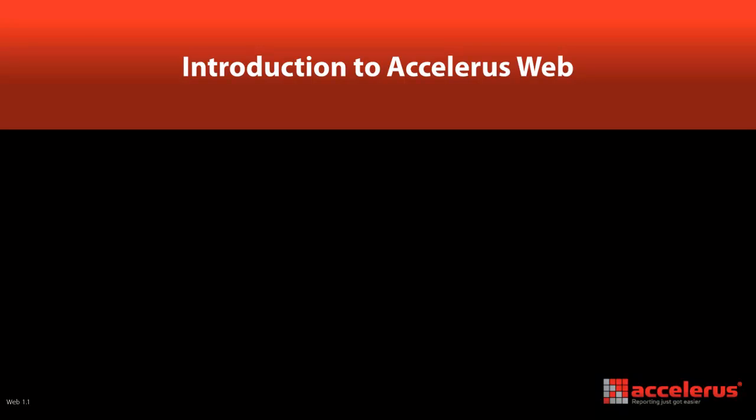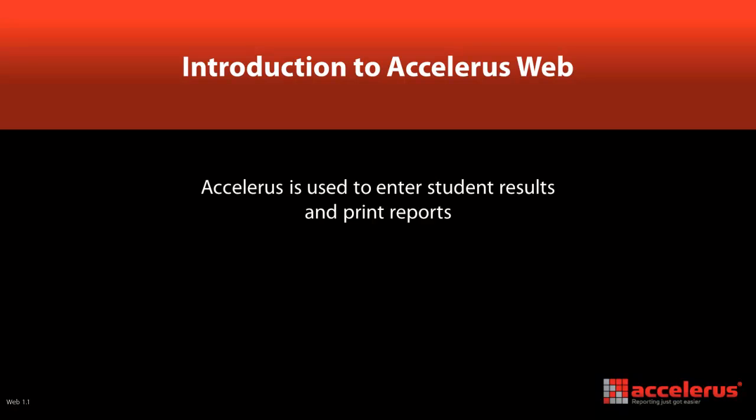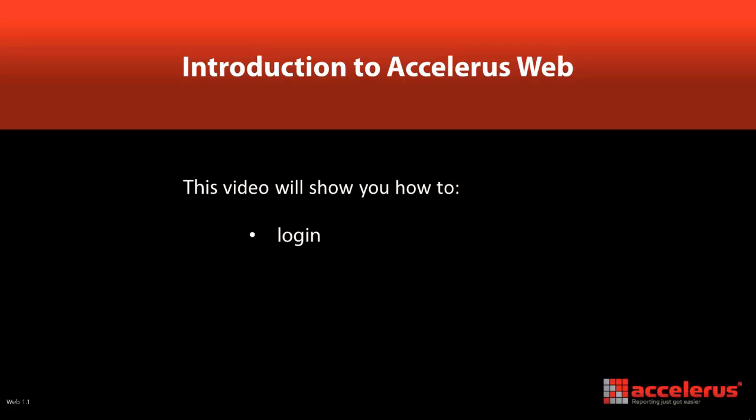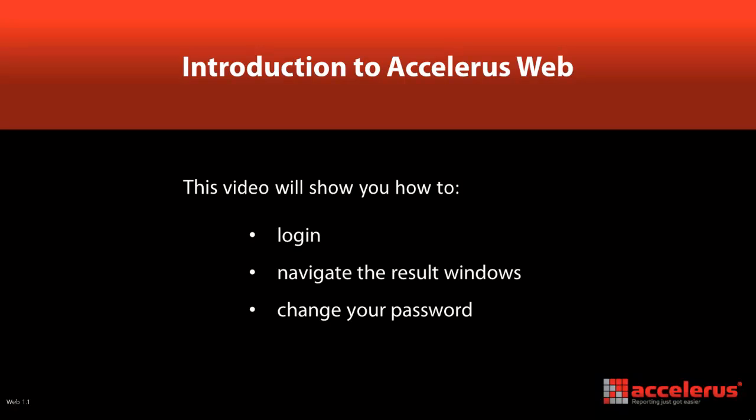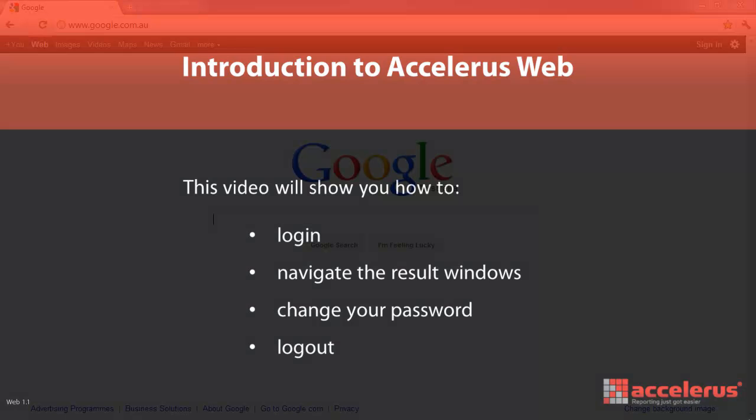This video will introduce you to Accelerus Web, your school's reporting program. Accelerus is used by teachers to record students' results and by your Accelerus administrator to print students' reports. This video will show you how to log in, navigate around the result windows, change your password, and log out.